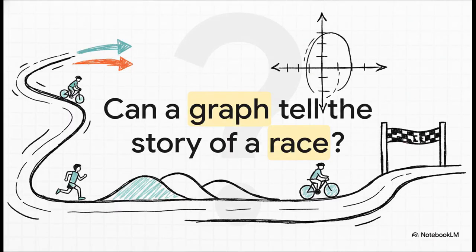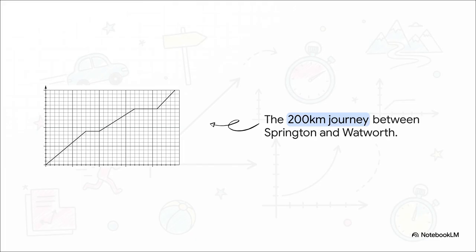Think about this for a second. Can a simple line graph actually tell the complete story of a 200-kilometer race? Usually when we look at math problems, we just see these abstract lines on a page. But if you know how to speak the language of the graph, those lines literally transform into a real-time physical journey. Today we're going to track two travelers, Karen and George, and we're going to let the graph reveal exactly who did what, when they pulled over to rest, and ultimately who won. Okay, let's dive into this.